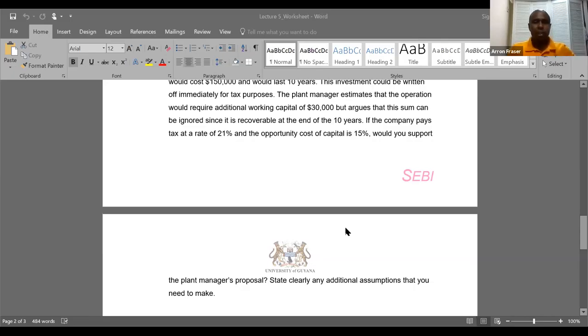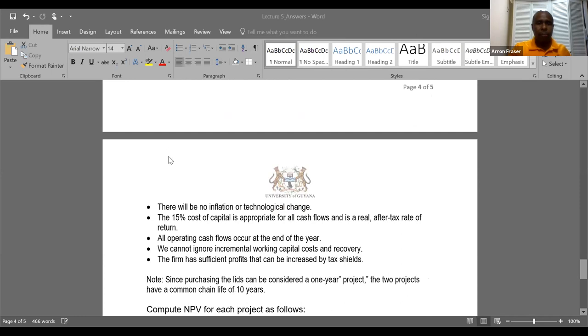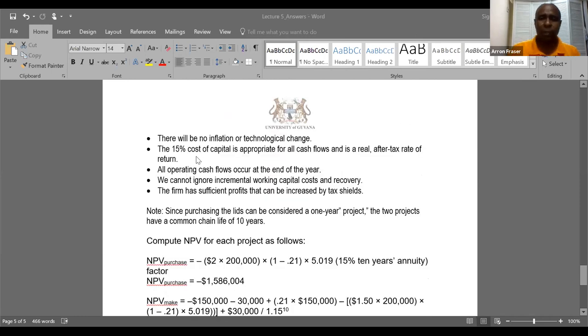So we state the assumptions first. We say that the firm will manufacture widgets for at least 10 years at a constant level. We say there is no inflation or technological change. The 15% cost of capital is appropriate for all cash flows and is a real after-tax rate of return. We further assume that all operating cash flows occur at the end of the year.